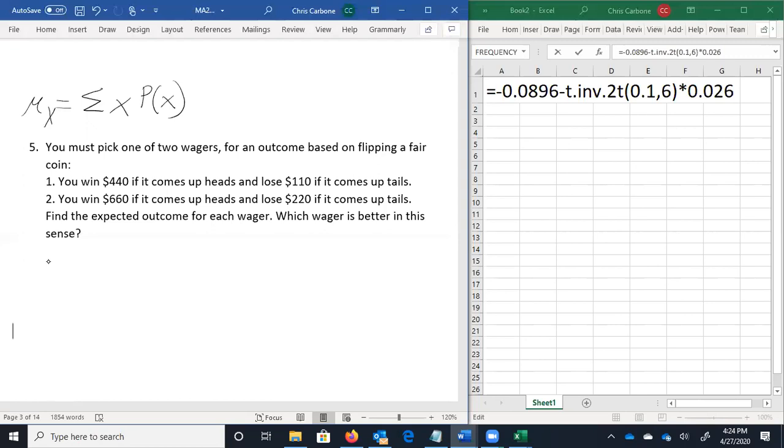But for at least this first one, you win $440 if it comes up heads. So take 440. The probability of it being heads is 1/2. And you lose $110 if it comes up tails. So just like the examples we did many months ago, this would be minus $110 times the probability of it being tails, which is 1/2.